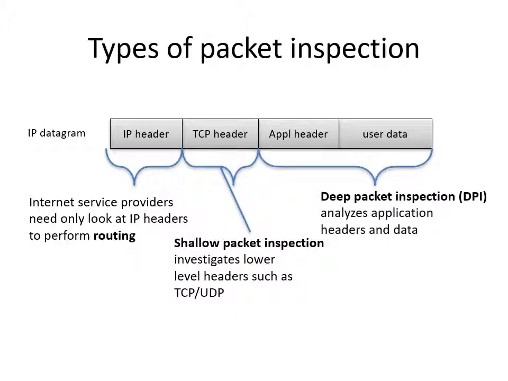We can look at application headers or user data. This is called deep packet inspection. Here you can do things like filter out specific URLs, look at what domain names people are actually going to, and try to do deeper levels of inspection and censorship.